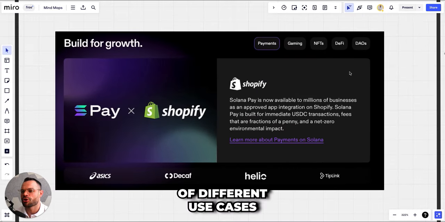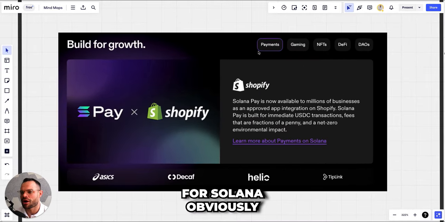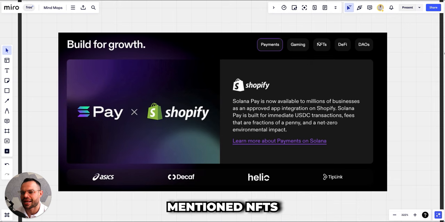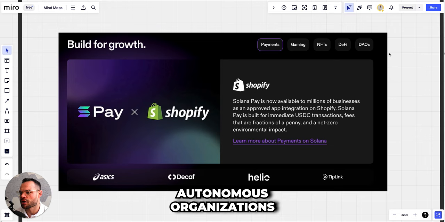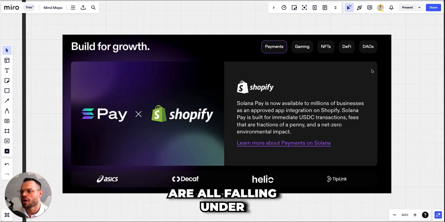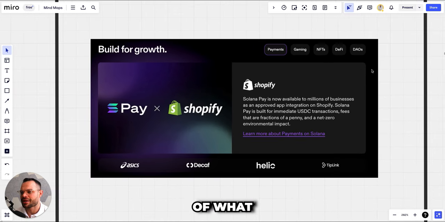So a number of different use cases for Solana. Obviously, we just mentioned NFTs, but payments, gaming, DeFi, and decentralized autonomous organizations are all falling under the remit of what Solana can cater to.